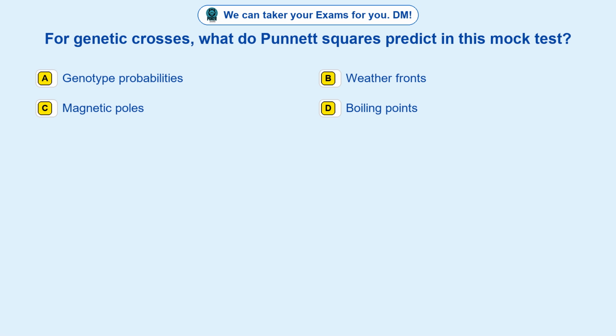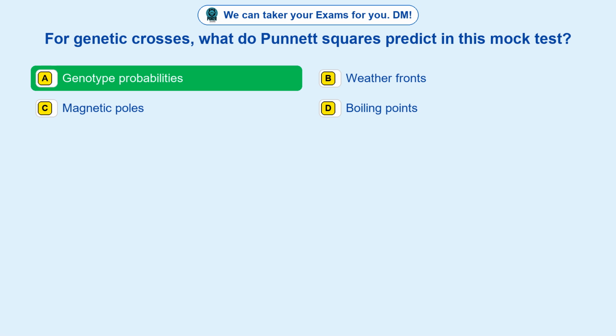Question 27. For genetic crosses, what do Punnett squares predict in this mock test? Option A, genotype probabilities. Option B, weather fronts. Option C, magnetic poles. Option D, boiling points. The correct answer is option A.